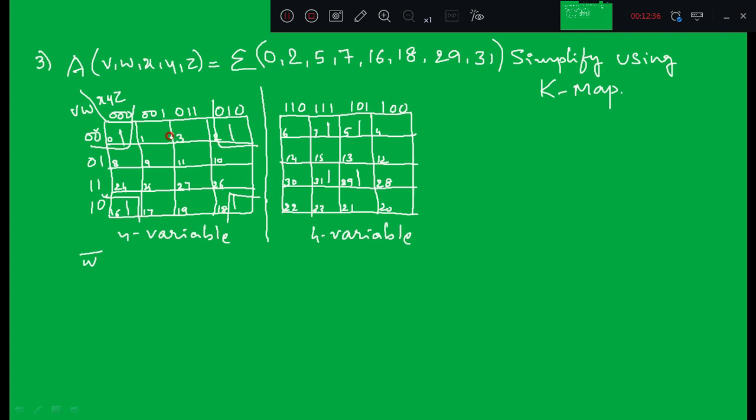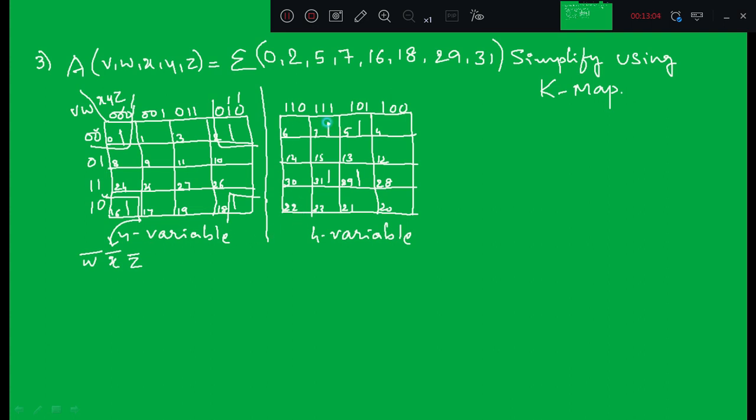Then here X is 0, here also X is 0, so X bar, and Y is 0, Y is 1, so Y will not come into the term. The last variable here is Z bar, right? So this is the term for the first group.